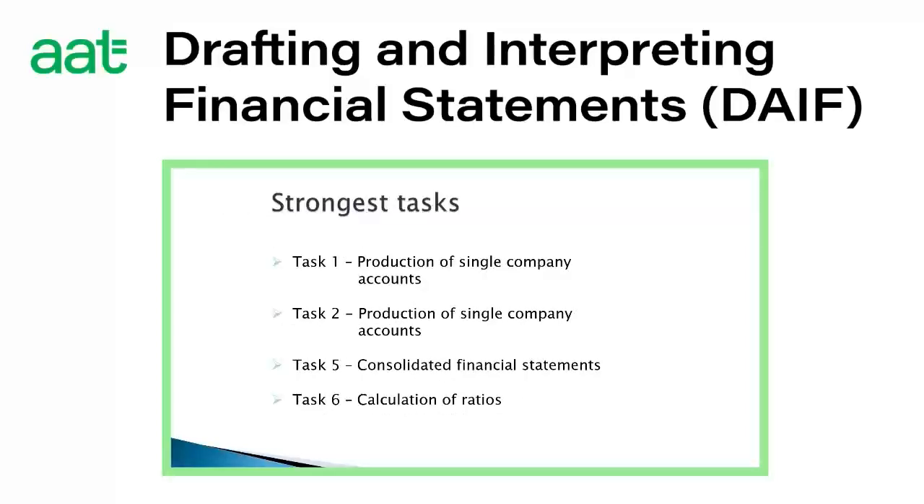So which are the strongest tasks? Which ones do we do well in? It probably won't be any surprise that the one thing all of these tasks have in common is that they are all number based. Tasks 1 and 2, as I said, are profit and loss, statement of financial position, your cash flow statements, or your statement of changes in equity. Those 2 tasks are often done very well. Task 5, where we're producing group of companies' accounts, so we're taking our individual company accounts and bringing them together so that we can see what the position is for the group across the period. And then task 6, calculating the ratios. These are the ones we do well in.